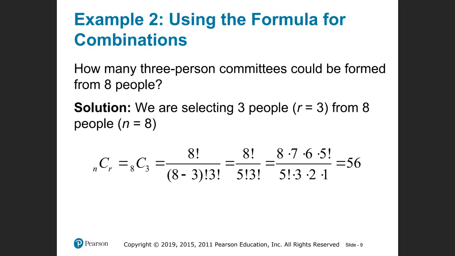The top is 8 factorial. The bottom becomes 5 factorial, 3 factorial, because we work in parentheses first. And for the top, the numerator, we can write it as 8 times 7 times 6 times 5 factorial. For the bottom, we have 5 factorial. We're going to write the 3 factorial as 3 times 2 times 1. The 2 5 factorials cancel out. You could also cancel some other things like the 3 and the 2 in the denominator into the 6 in the numerator, and you get 56.